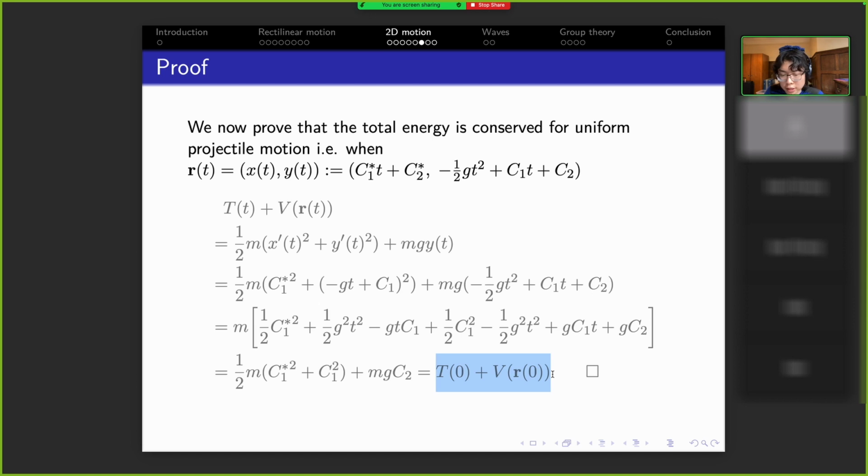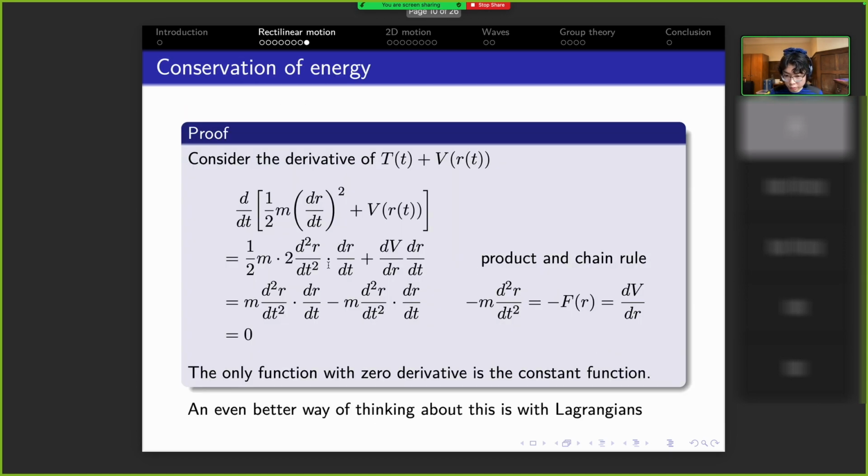It's not satisfying. The better way of doing this is actually using a more abstract argument that we did. Remember, we did something with derivatives. Remember back here, we did something with derivatives, and this was actually quite abstract.